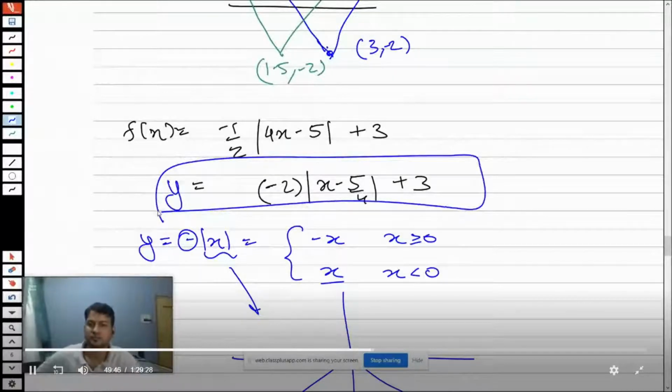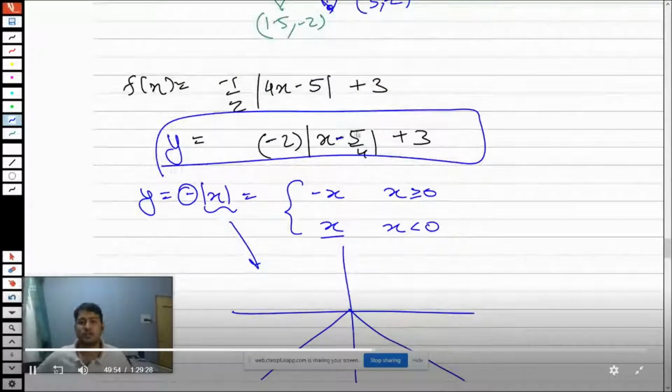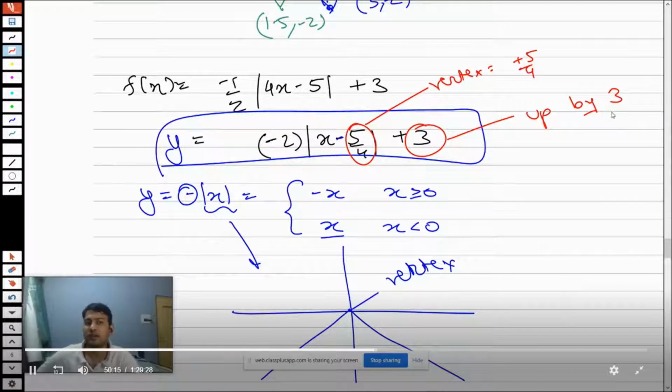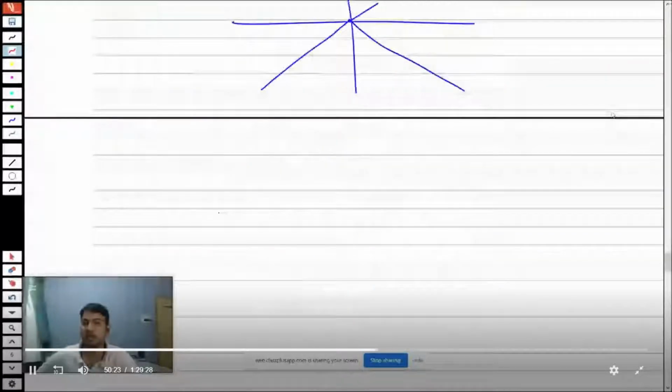So now I have a negative in front of my modulus. Okay, so the slope is going to be negative. All right, the rest of the things remain the same. So the slope is going to be negative, but the vertex, if you call this point the vertex, is still going to be at plus 5 by 4. And the shift up or down, so shift up by 3 units. So the mountain will have its vertex at 5 by 4 at a height of 3 units, and the slope of the mountain is going to be minus 2. So that's how you can do this.